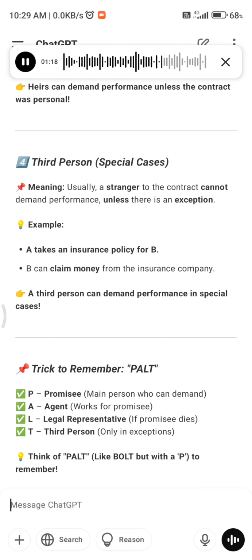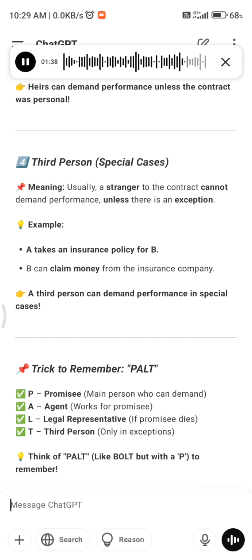4. Third-person special cases, meaning usually a stranger to the contract cannot demand performance unless there is an exception. Example, A takes an insurance policy for B. B can claim money from the insurance company. A third person can demand performance in special cases.